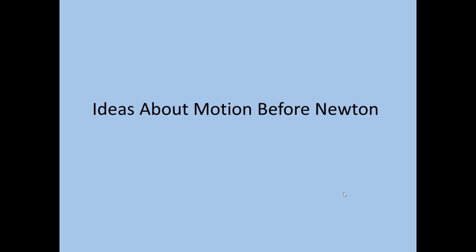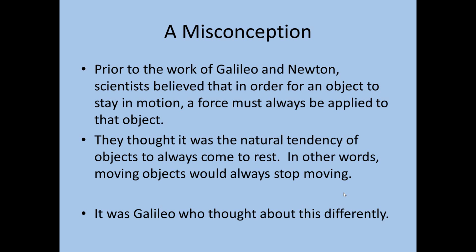All right, so let's talk about ideas of motion before Isaac Newton. Before Isaac Newton, scientists thought of motion as always requiring a force applied to it. If we look at our text here, it basically says that prior to Galileo and Newton, people believed that in order for any motion to take place, a force would always have to be applied to that object. They thought it was a natural tendency of objects to always come to rest.